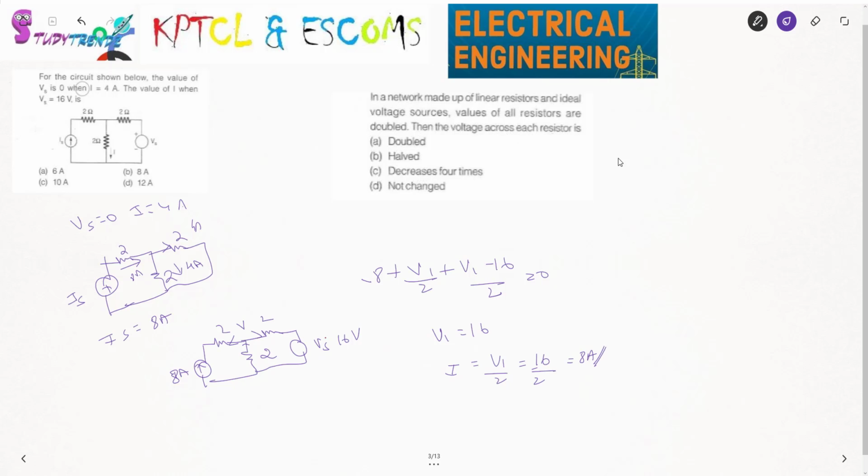Here, in a network made up of linear resistors and ideal voltage sources, if the value of all resistances are doubled, then what happens to the voltage across each resistor? Here the main point is ideal voltage source. In an ideal voltage source network, when the value of all resistors is doubled, the voltage across each resistor does not change. It remains constant always.